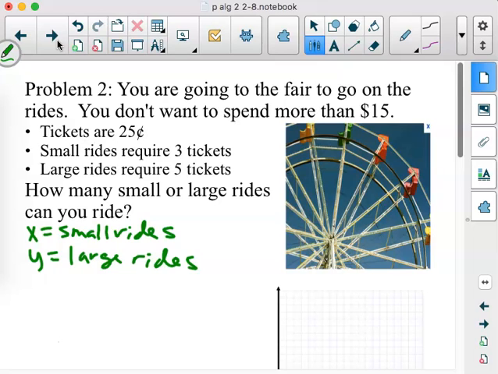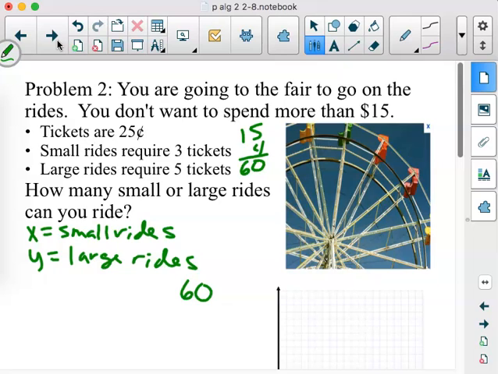$15. But was this about money? Okay, so then we have to figure out how many tickets we're going to get for $15. How can we figure out how many tickets we're going to have total for $15? How many tickets do you get for $1? So 15 times 4 is 60. There's our total.